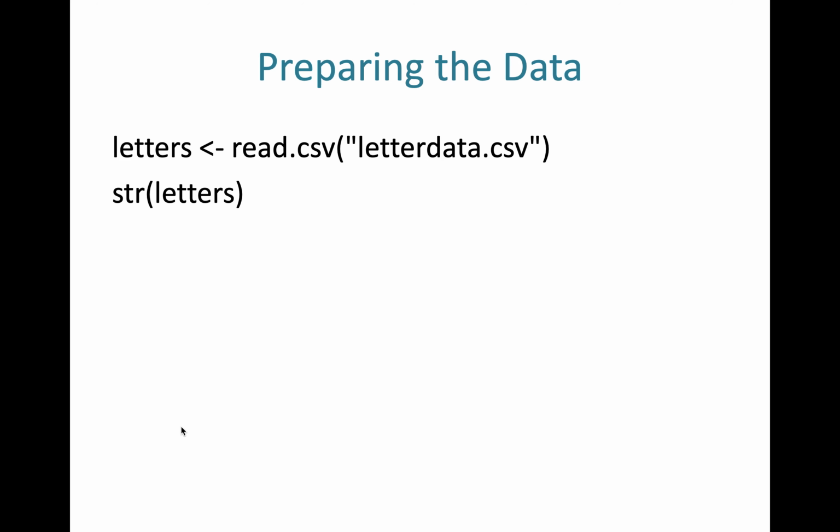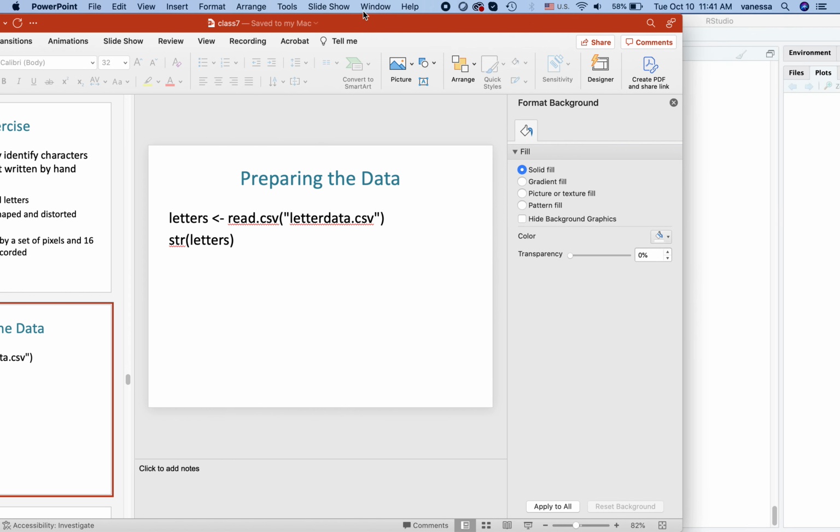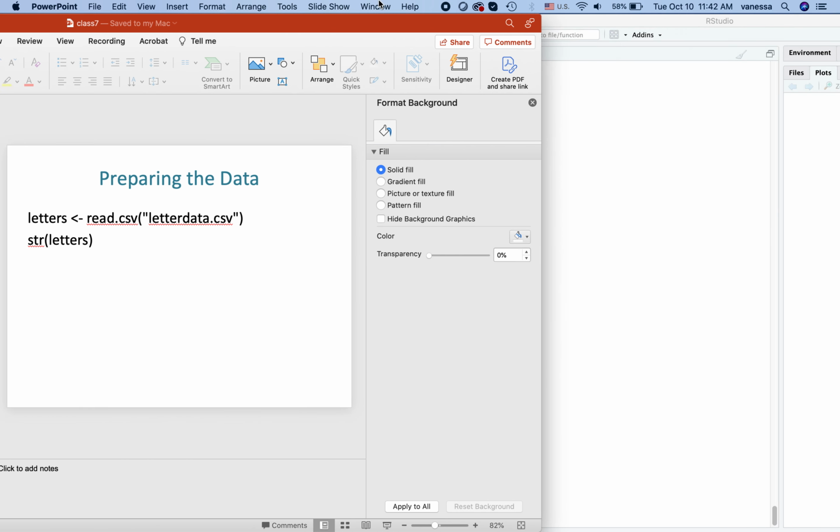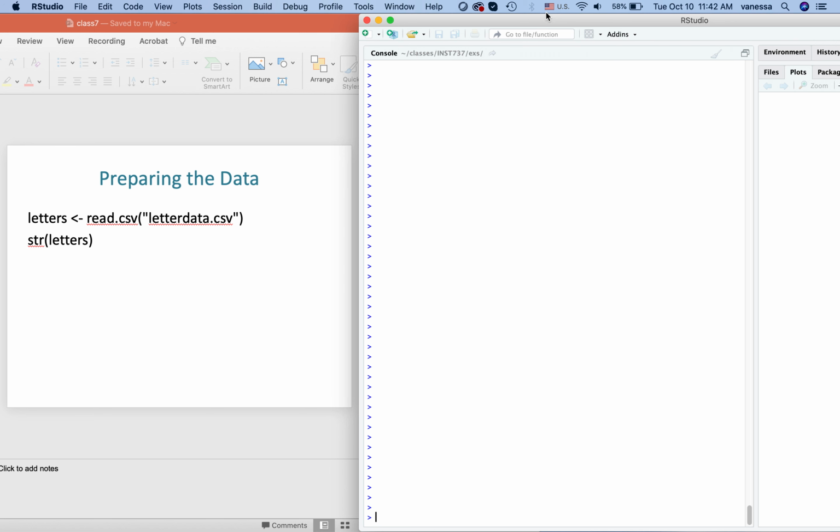So let's start with that. I'm going to move this here, and we can start with R. Okay, so the first thing that we're going to be doing is read our data set. Read the CSV file, which is called letterdata.csv. Okay, we can now view this file.